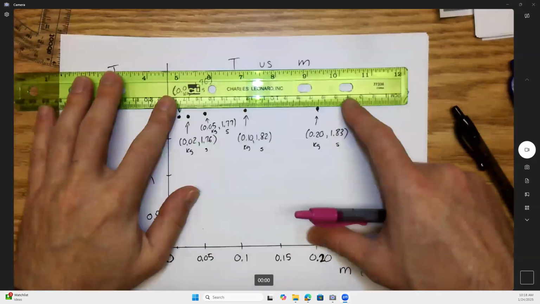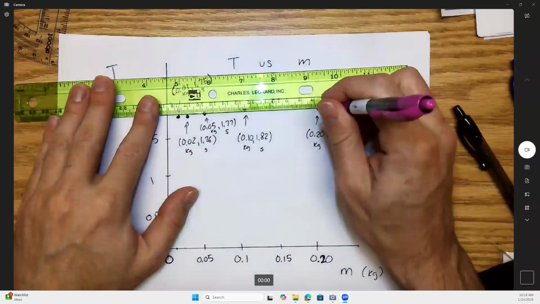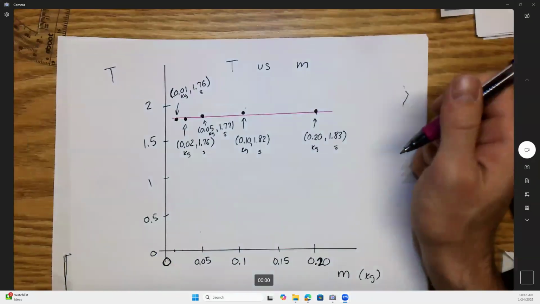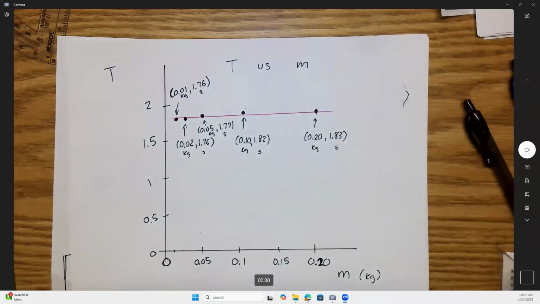Constant, right? Which really means no relationship between those two variables. Mass doesn't do a thing. It doesn't matter if it's a small mass or a big mass, as long as all the mass is concentrated in the bob and the string is negligible mass by comparison. Then mass doesn't really matter at all.